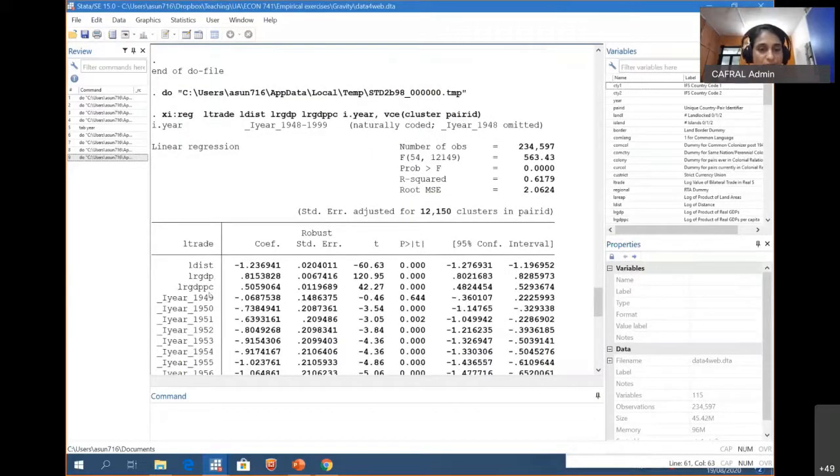Okay, so once you do that, again, not much has changed in terms of your estimates, right? So distance is still negative one, which is what I would expect from theory. GDP is again close to 0.8, and then GDP per capita is now quite significant. So note that I am now using a lot more observations. The number of observations has gone up because I'm using all the years in the data. Can anyone tell me why I'm using clustering? Why is clustering important?